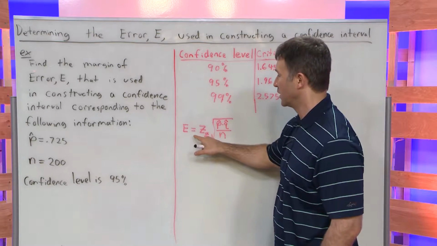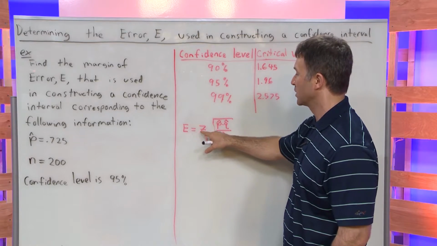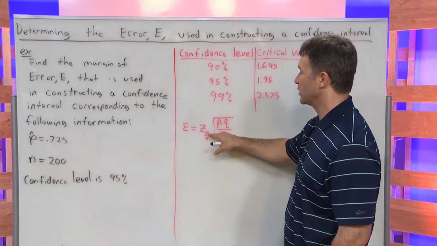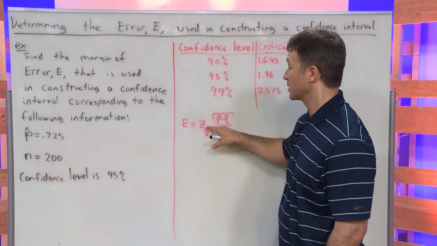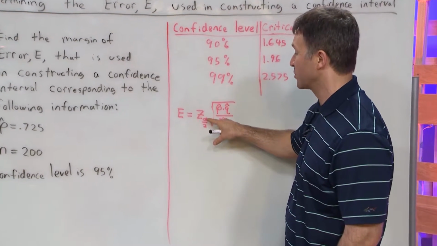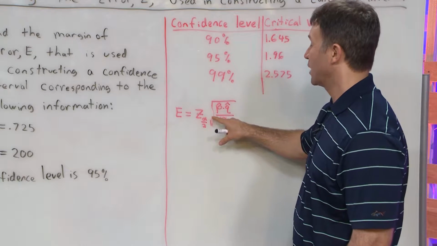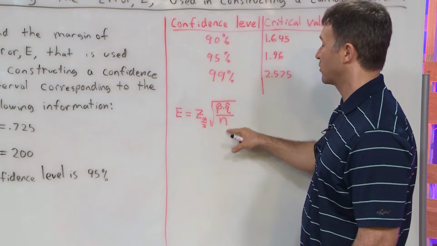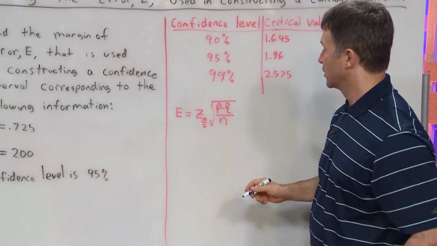Okay, so here's the error formula. Error equals z sub alpha over 2. You got to get used to this notation too. That's the notation for the critical value. The z with the subscript of alpha over 2 times the square root of p hat times q hat over n. So let's go about this.